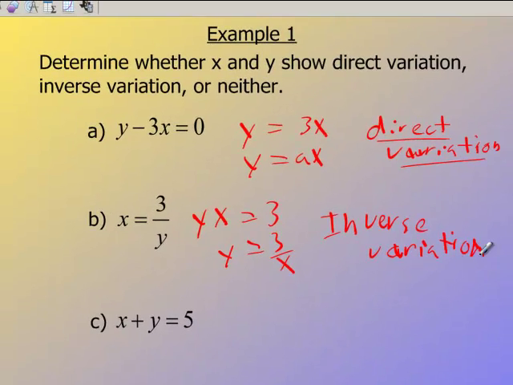And this last one I have x plus y. Well, there's really nothing I can do with it. I'm just saying x plus y. There's no multiplication or division that I can do. In this case, this is neither of those.